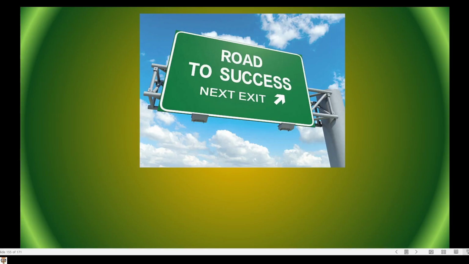Every journey to success has many steps, and today we are taking the next exit on our road to learning Hindi. As you can see on the screen, road to success, next exit. Learning anything new is a journey, and every small step takes us closer to success. So far, we have learned Hindi letters, matras, and half letters. Today, we take the next step on this road, practicing how to read Hindi words with even more confidence.